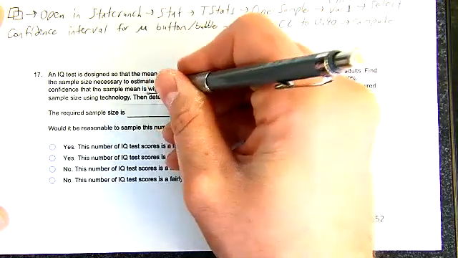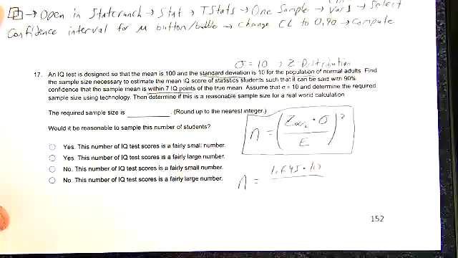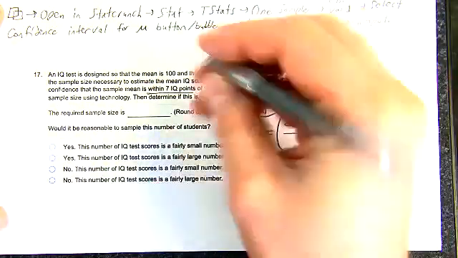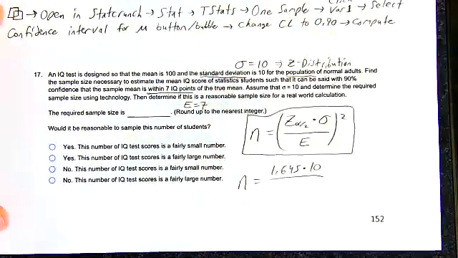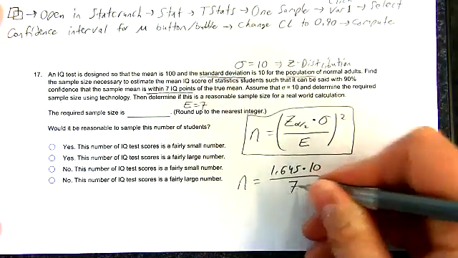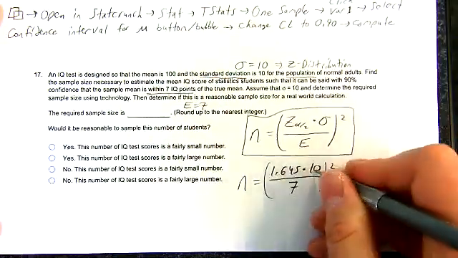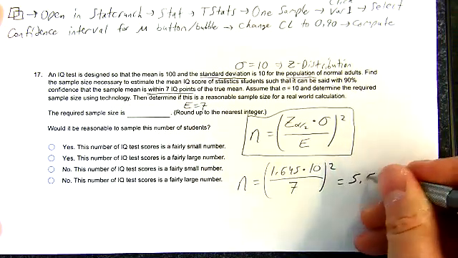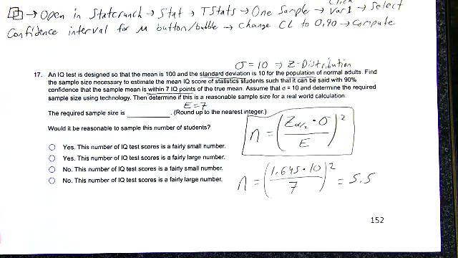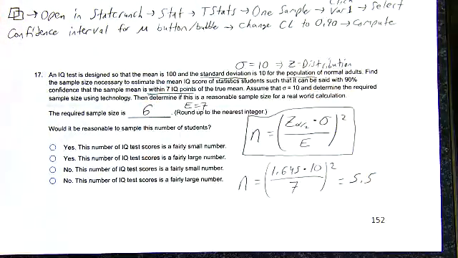So this term here, within, is saying plus or minus. So this is saying plus or minus 7. So E is 7. So the margin of error is 7. Multiply, divide, get a number, square it, and it will turn out to be 5.5, which we will round up to 6 people.